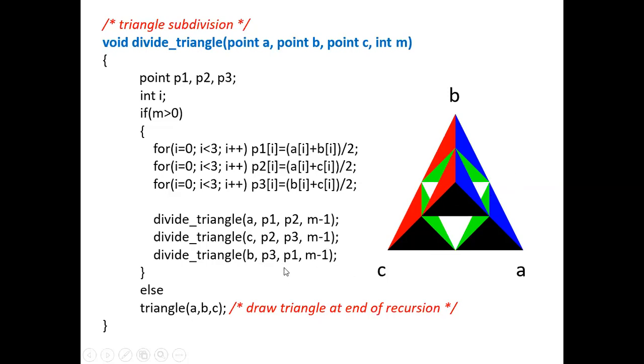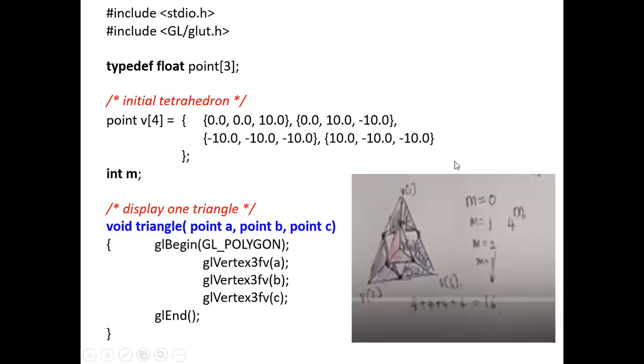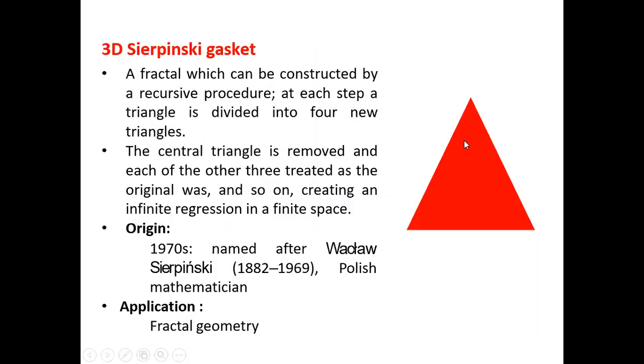So like this you have to keep on dividing the triangle, right? So we are not considering the middle tetrahedron. Why are we not considering the middle tetrahedron? Because the concept of 3D Sierpinski gasket or fractal geometry itself tells that the central triangle is removed and each of the other three are treated as the original, right?